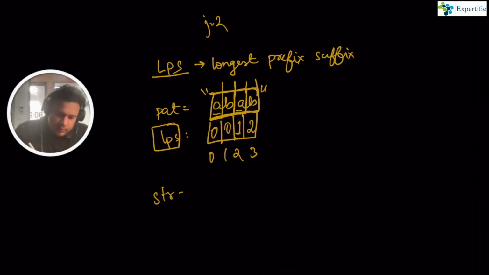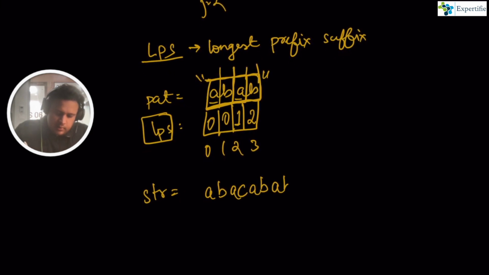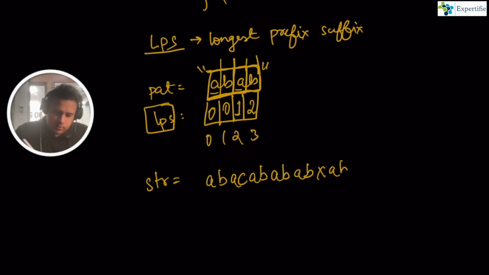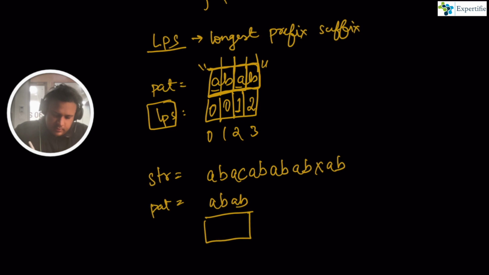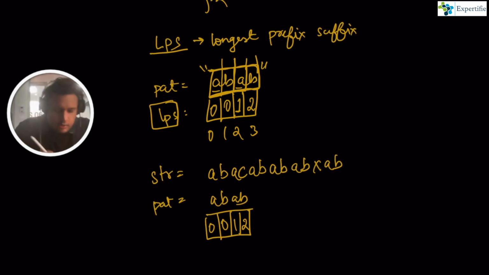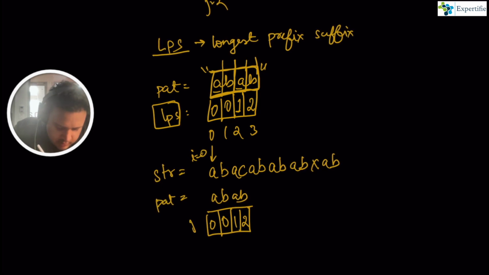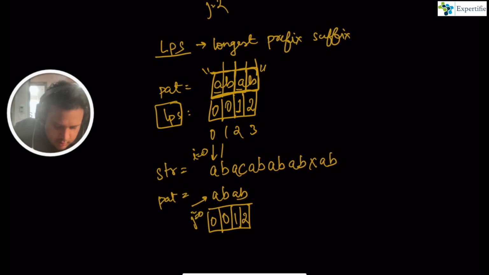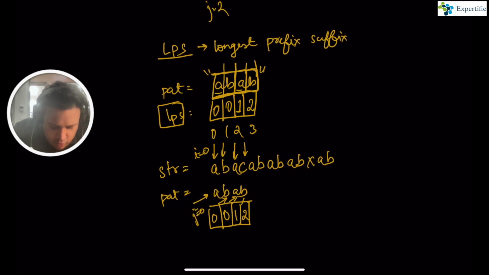Let's say that you are given a string A, B, A, C, A, B, A, B, A, B, X, A, B. Okay, and the pattern is what we have already computed, A, B, A, B, whose LPS is 0, 0, 1, 2. So the algorithm says, start from I equal to 0 and J equal to 0. Both match. Good. Increment both the pointers. B and B match. A and A match. And C and B do not match.